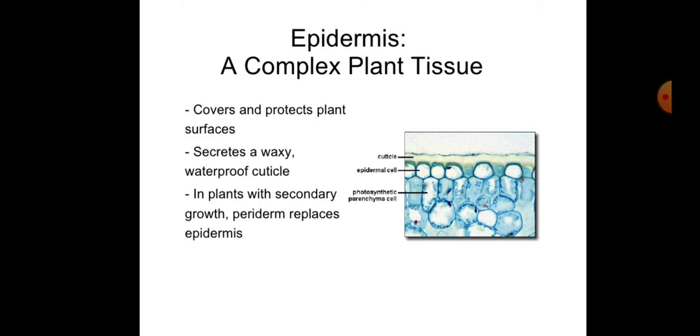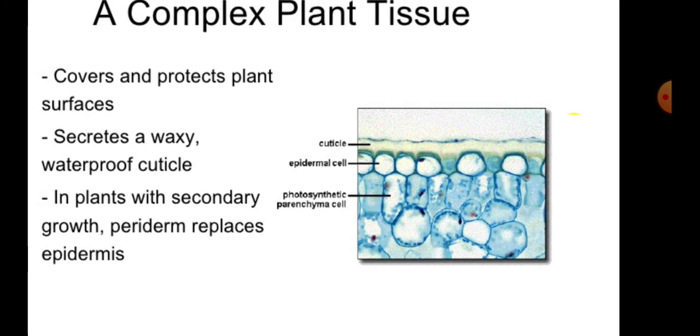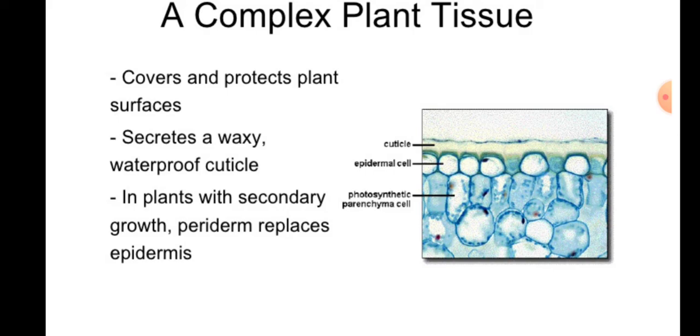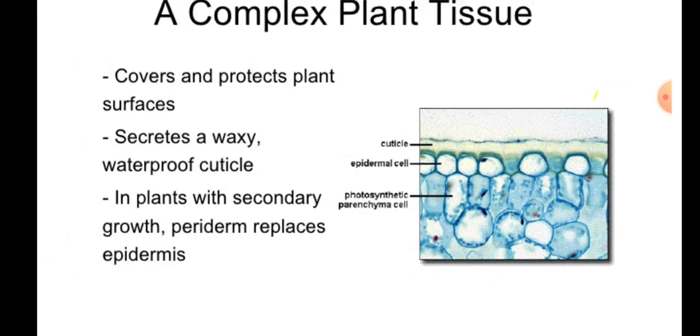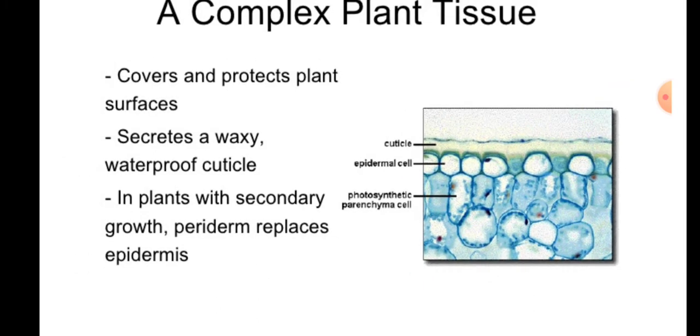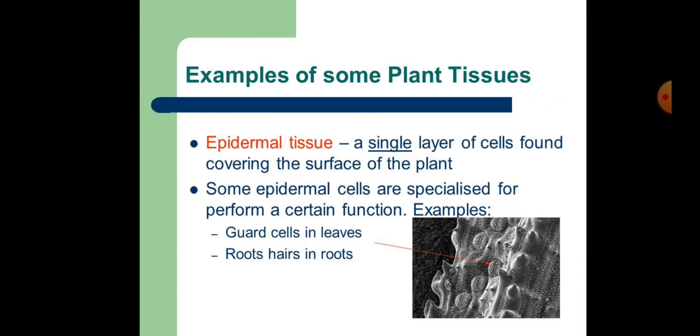We consider epidermis a complex plant tissue. It covers and protects plant surfaces. As we have studied, it secretes a waxy waterproof cuticle, as shown in the diagram. At the upper surface of the epidermal cell, a waxy cuticle is there, and in plants with secondary growth, periderm replaces epidermis. Epidermal tissue is a single layer of cells found over the surface of the plant.